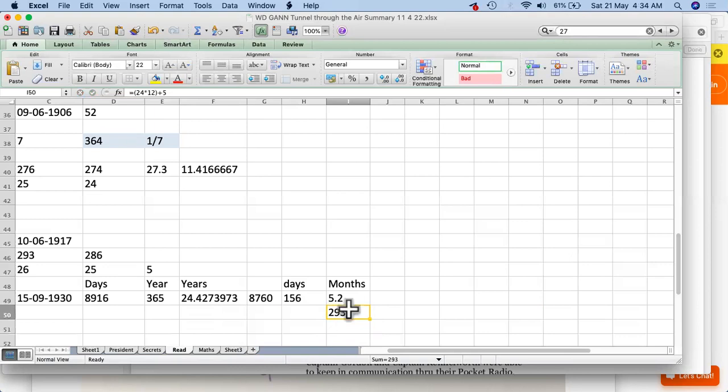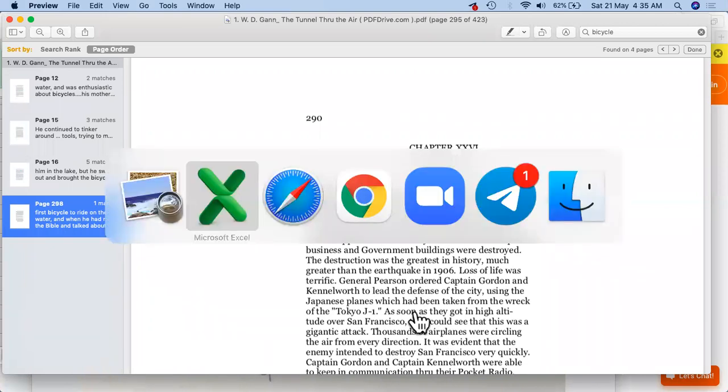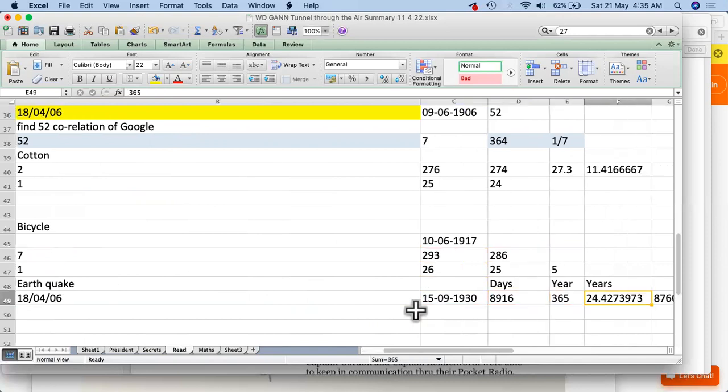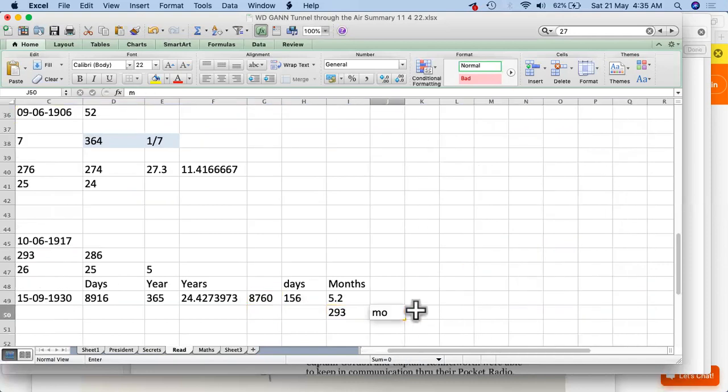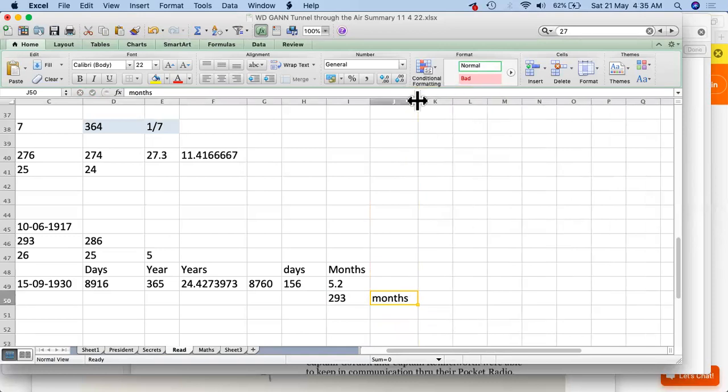Let's try to find out some correlation together. What is 293, and what did we have previously? In the data, we had page number 7 and page number 293. So this is something again talking about 293 especially. So we find one more coincidence over here, that from this we get the number of months, which is 293, and from this number of months we had this page number which is 293. So what happens with this 293 months?